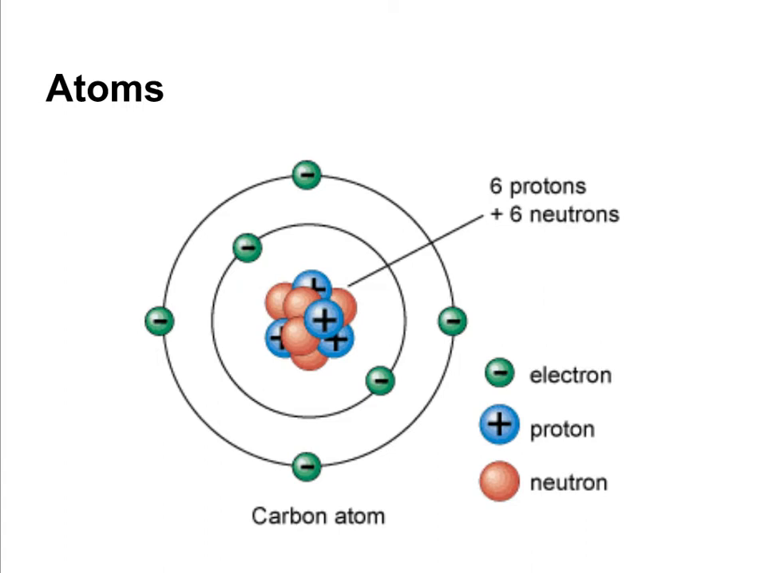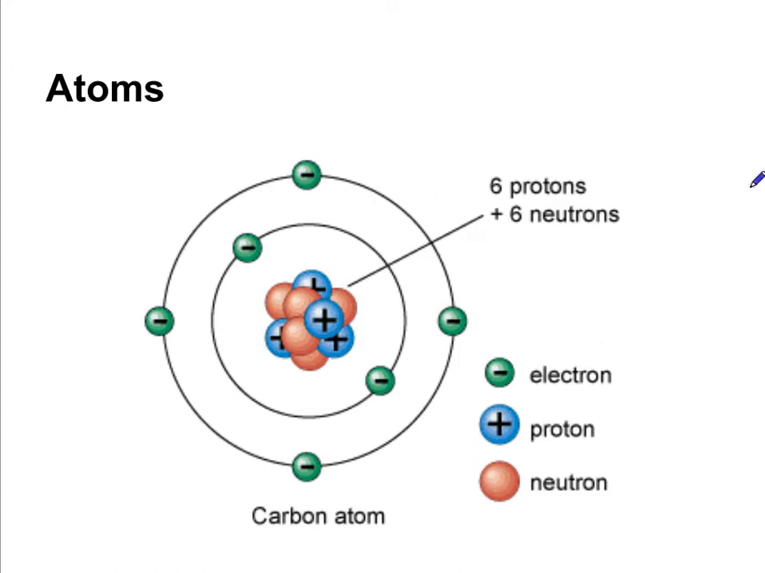Those electrons are balancing out the positive charge from the 6 protons, so this carbon atom is neutral. It's got no charge. If we were to take one of these electrons away, so let's say this electron gets taken by some other atom, we're left with 6 protons and 5 electrons. That would give this carbon atom a charge of positive 1, because it would have one more proton than it would electrons.